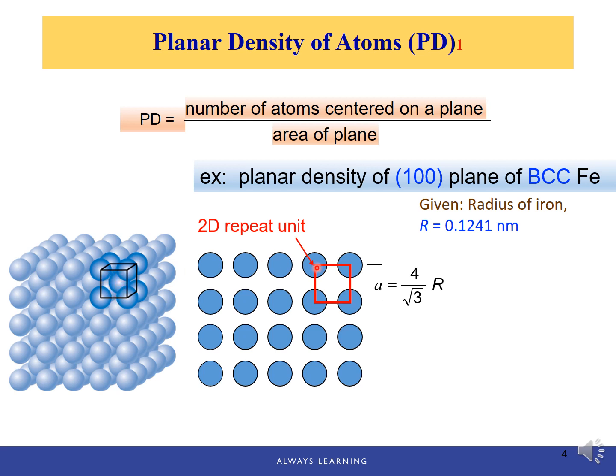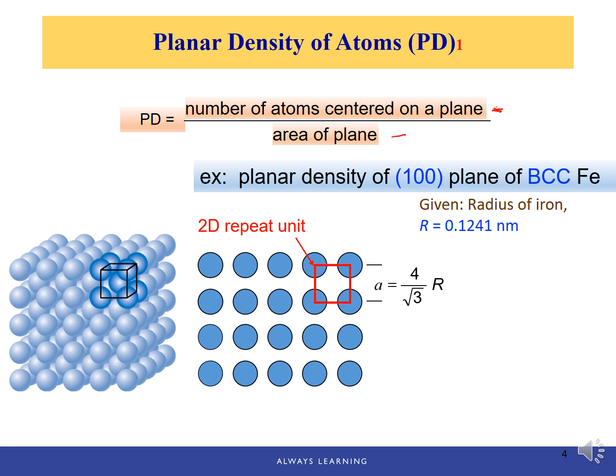We have 4 atoms on the corner, and again, those atoms are not in touch. Atoms are in touch along the body diagonal in another direction. So here is what we see for this 2D repeat unit, the 100 plane. To find the planar density of this plane based on the formula, we need to get the number of atoms, and we also need to get the area of the plane.